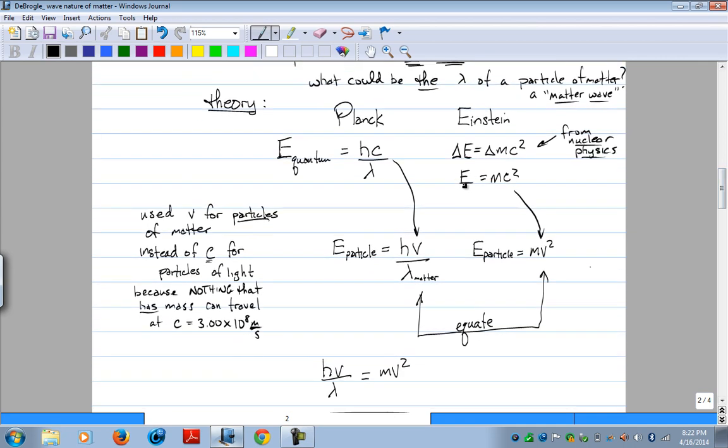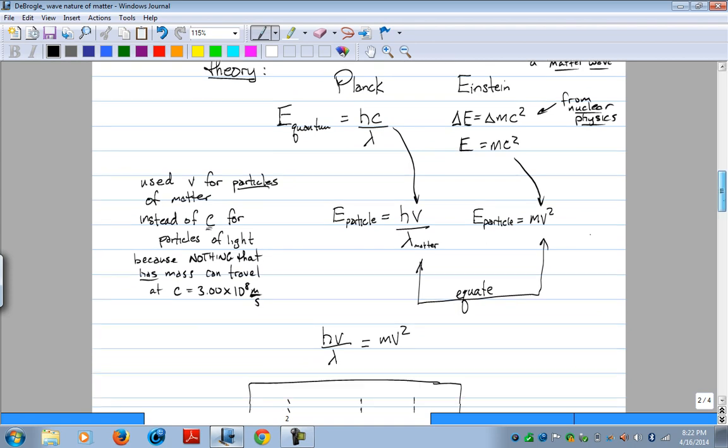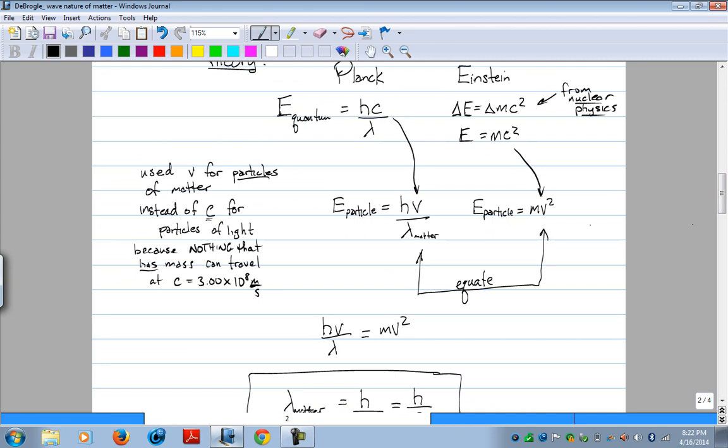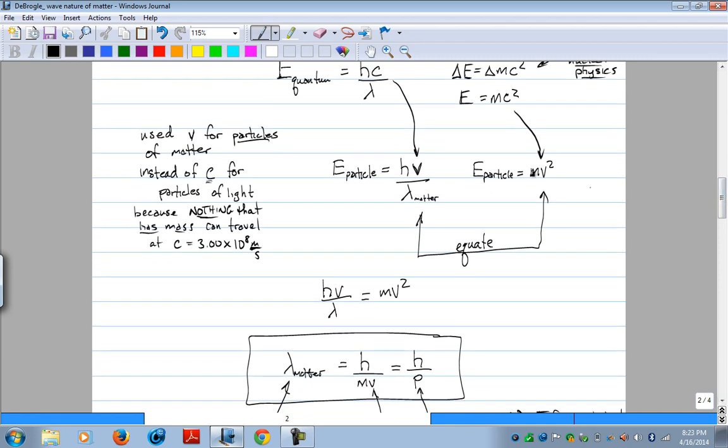So setting the two energies equal to each other, not knowing whether anything fruitful would come about from this, and in addition using v for the speed of the particles of matter instead of c, which is the constant for the speed of light, because nothing that has mass, like a particle of matter, can travel at the speed of light. So just using the more generic speed v, hc over lambda becomes hv over lambda, and that's v for speed, not nu for frequency, equals mv squared. So not quite the kinetic energy formula, but the same units as energy.